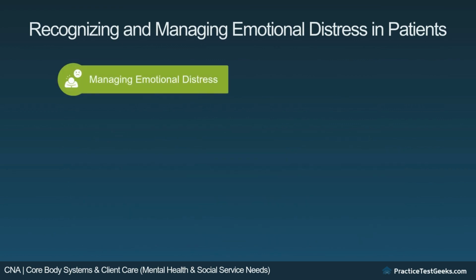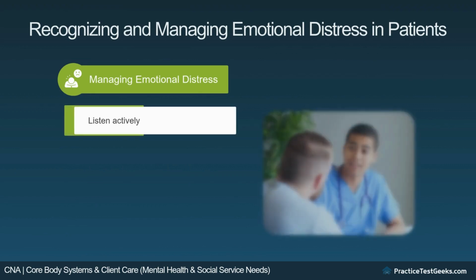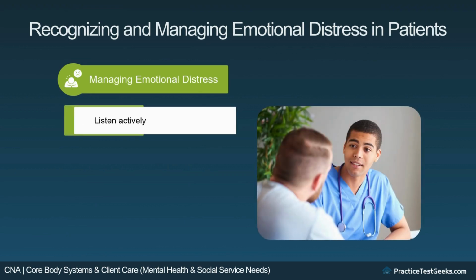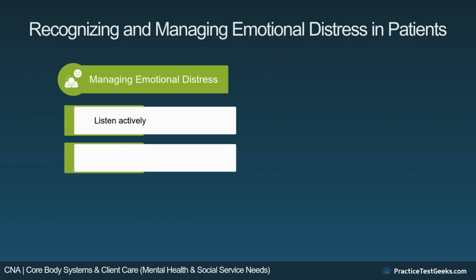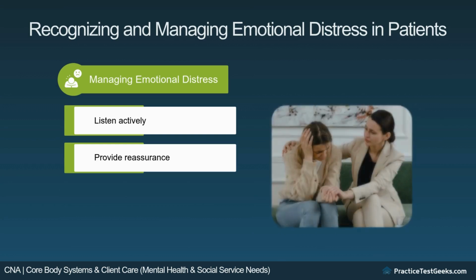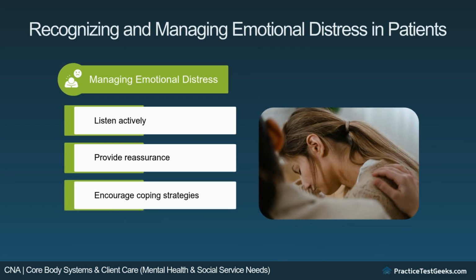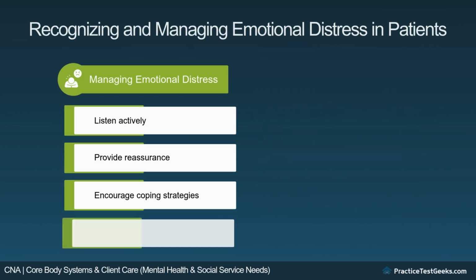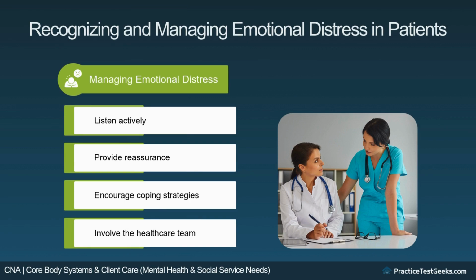Managing emotional distress. 1. Listen actively. Allow the patient to express their feelings and show understanding. 2. Provide reassurance. Offer gentle reassurance and comfort. 3. Encourage coping strategies. Guide the patient toward relaxation techniques or mindfulness to reduce anxiety. 4. Involve the healthcare team. If the distress is severe, inform the nursing staff or counselor to address underlying issues more effectively.